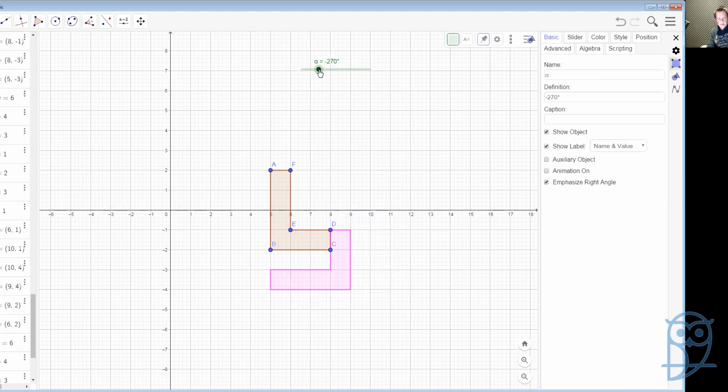Oh, just missed 270. There we go. And then just to show you again that it's still the same, we can go all the way to 360. And we see that it's exactly the same shape.